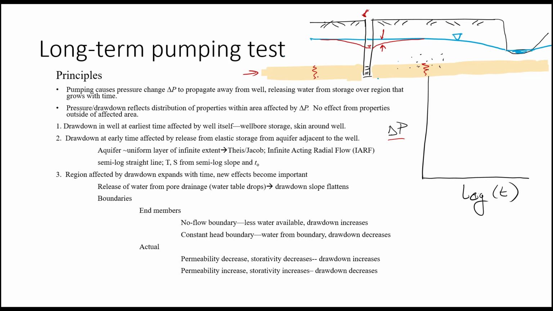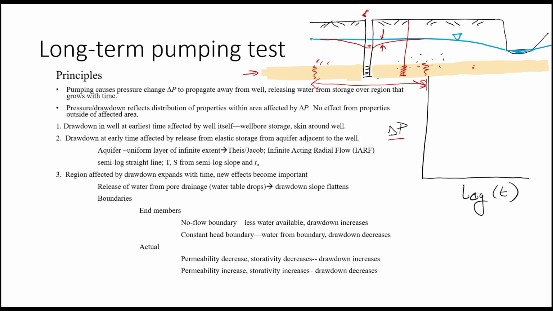Now, the drawdown that we see, let's just say we've got a monitoring well out here, and the drawdown in that monitoring well is plotted here. So the drawdown that we see is going to reflect the properties within this region where the pressure has been affected. So it's going to reflect the properties within that region. It won't be affected by properties out here beyond the region that's been affected.